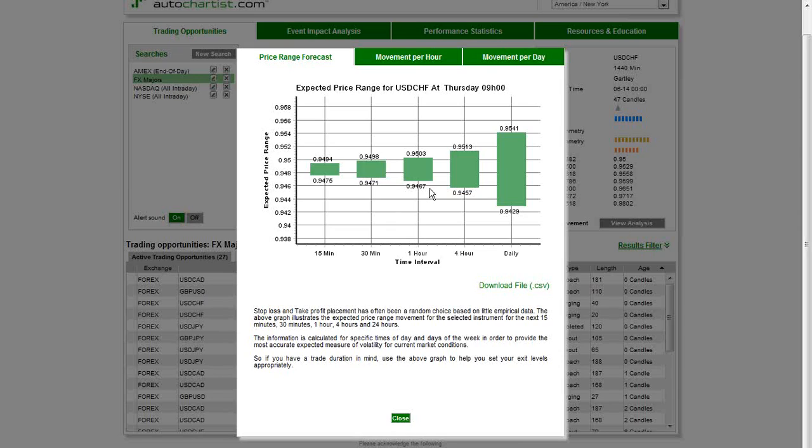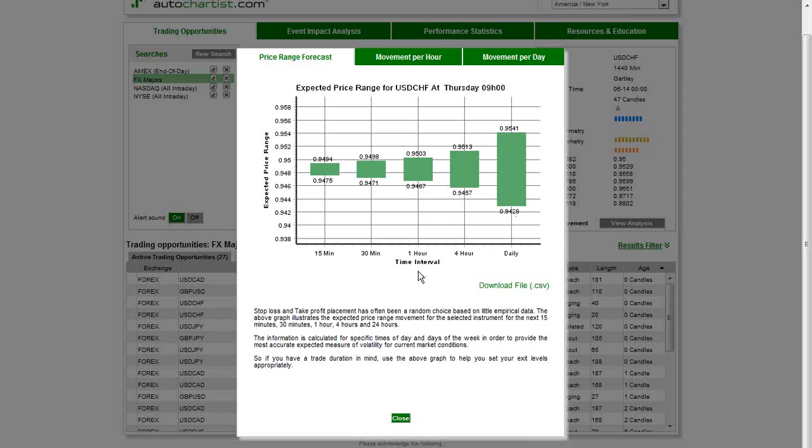So if you're planning to hold your trade for an hour, chances are you shouldn't be setting your stop losses or take profits below 0.9487 or above 0.9503, because that means chances are you're going to be holding your position for longer than an hour. If you don't want to hold your position for longer than 24 hours, you should be setting your stop loss and take profits between 0.9429 and 0.9541.